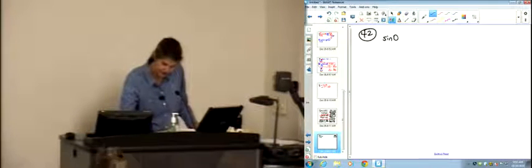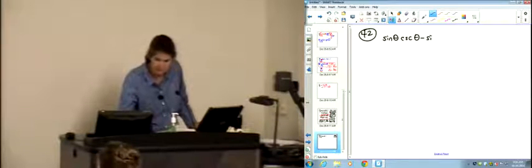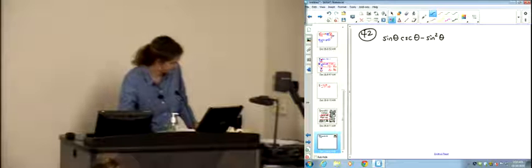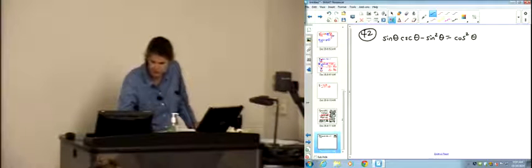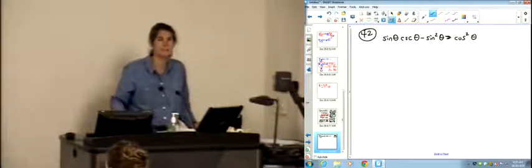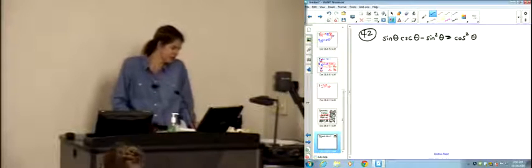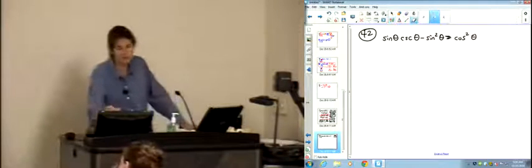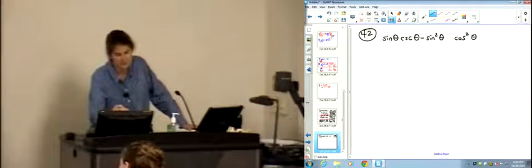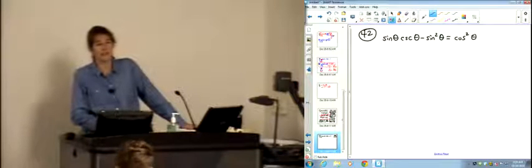Here's the one I've got. Sine theta cosecant theta minus sine squared theta equals cosine squared theta. Sorry, bad eyes this morning. So I've got sine theta cosecant theta minus sine squared theta equals cosine squared theta. We're trying to establish the identity.